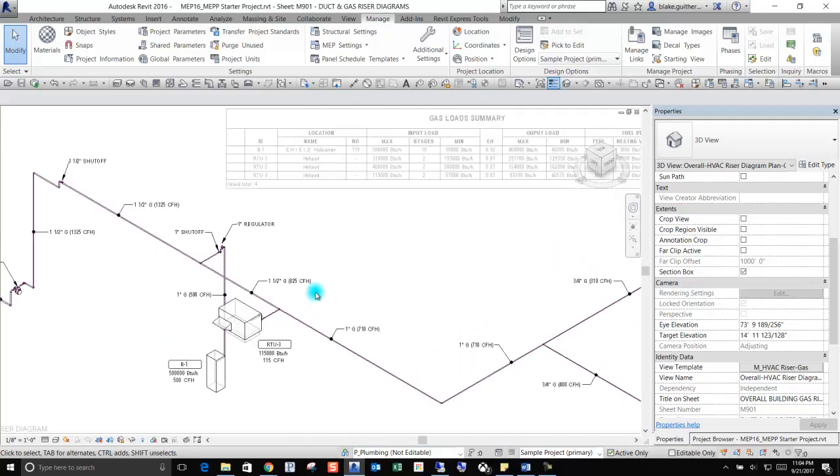So that is gas piping flow in the mechanical productivity pack.